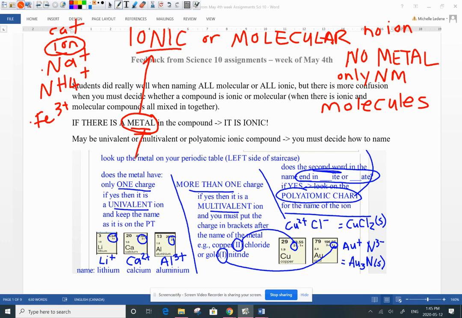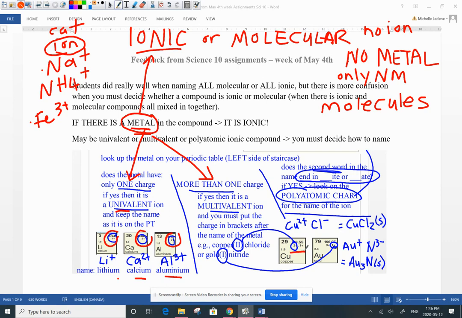Once you see the metal, you look up, does it have one charge or does it have more than one charge? So these guys like lithium and calcium and aluminum, just one charge on each of them. So you know they're univalent. You keep the name just the way it is. You write it exactly as it shows on your periodic table.